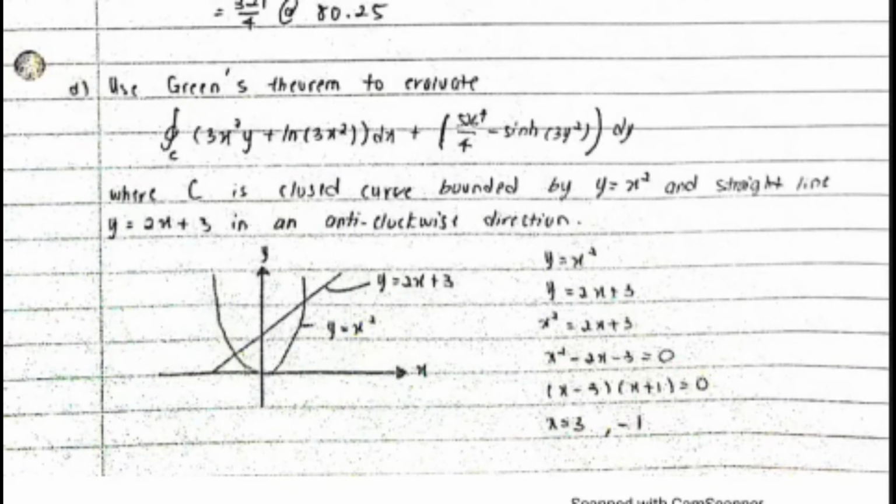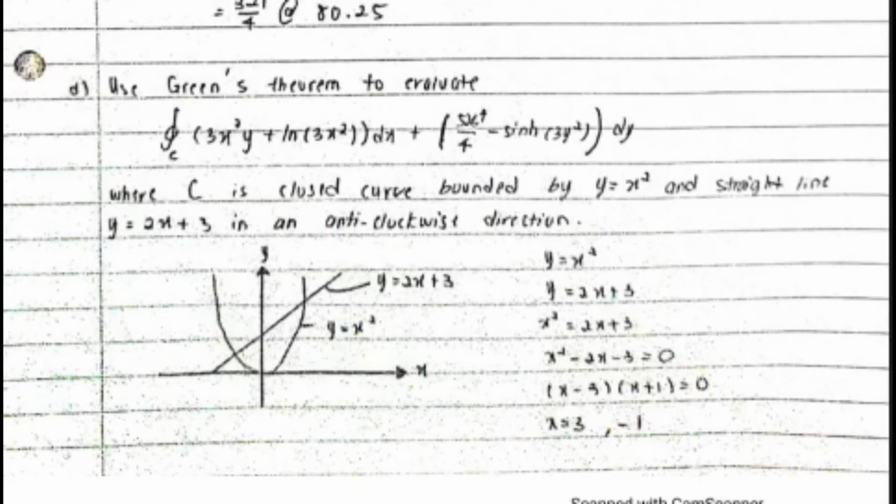Next is question number 4D. Use Green's theorem to evaluate 3x to the power of 3y plus ln 3x squared dx plus 5x to the power of 4 over 4 minus sine 3y squared dy, where C is a closed curve bounded by y equal to x squared and the straight line y equal to x plus 3 in an anti-clockwise direction.